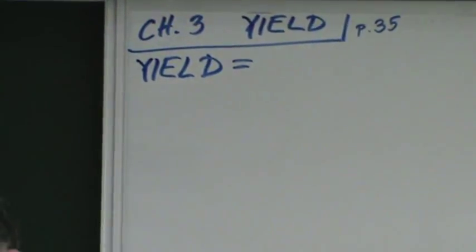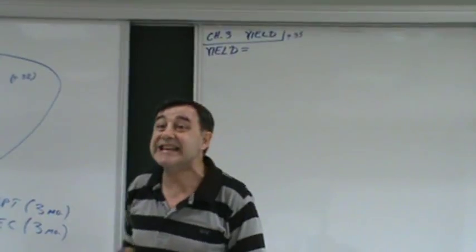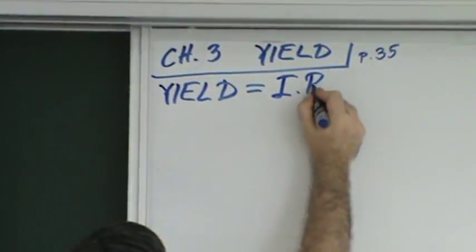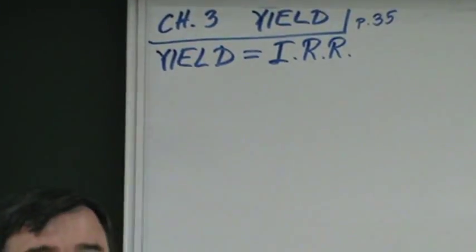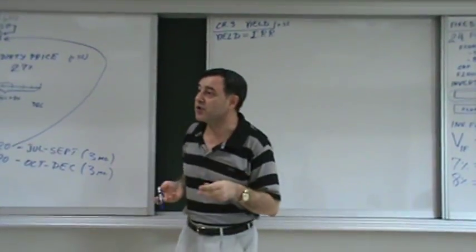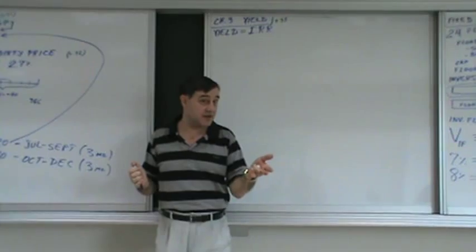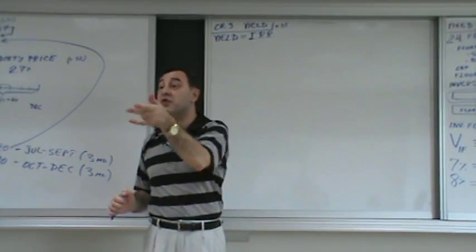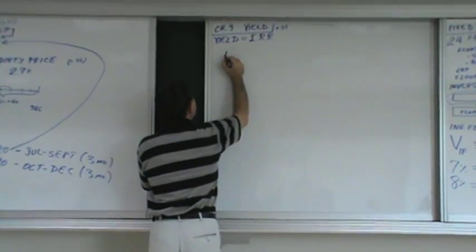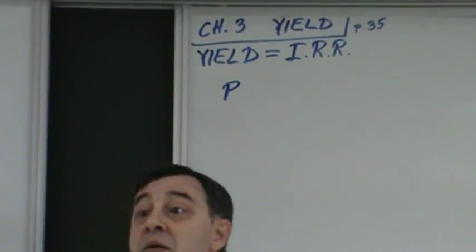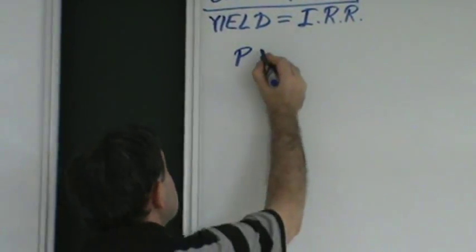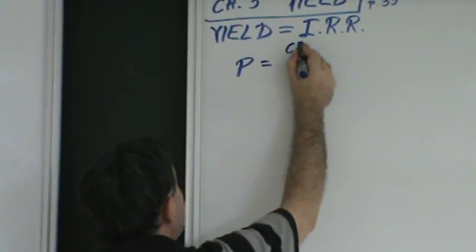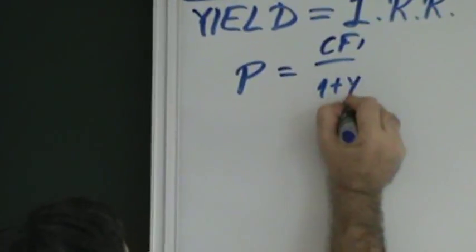Well, as I've been explaining before, yield is exactly the same concept as internal rate of return. An internal rate of return is what you've studied in elementary finance, financial management, and corporate finance. And let's provide a very simple definition. You have a price, which we can properly call market price. And market price will equal cash flow 1 over 1 plus Y.